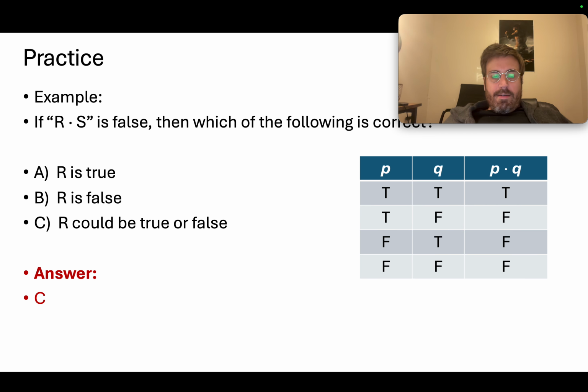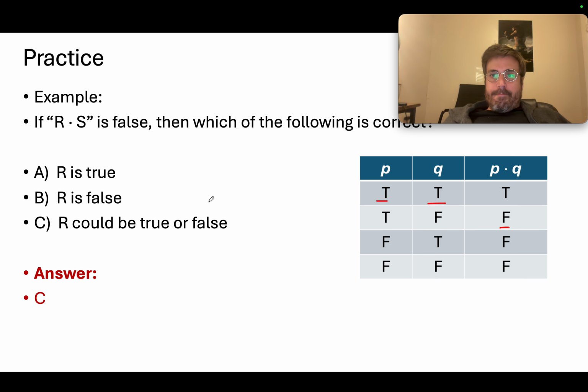If you said C, you are right. Notice that with conjunction, the only instance where dot or conjunction is true is when we have two true conjuncts. So if we are using P Q to represent R S, right, we have two variables, and we have this laid out, we can see that we can generate a false conjunction from a true P, which stands in for R, or a false P, which stands in for R, right?